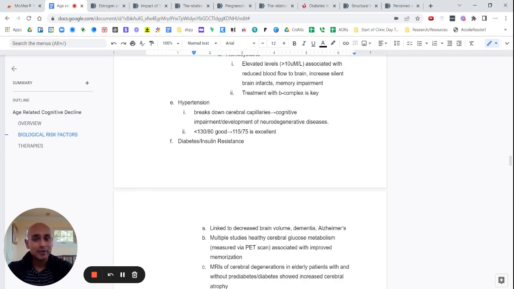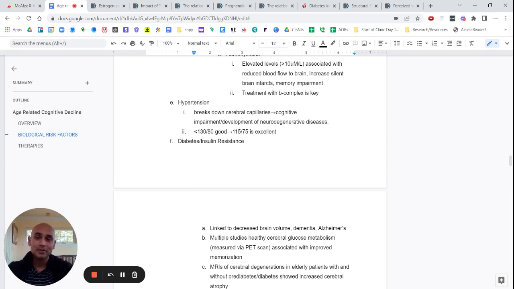And then high blood pressure itself. The issue with high blood pressure is, you may ask, isn't that more blood flow to the brain? Well, the problem is with higher pressures, you can break down these cerebral capillaries, which are derivatives of arteries. Arteries go to arterioles, which go to capillaries. With the breakdown of these capillaries, you get decreased flow to areas of the brain near certain neurons. This in turn can lead to cognitive impairment and development of degenerative diseases such as dementia.